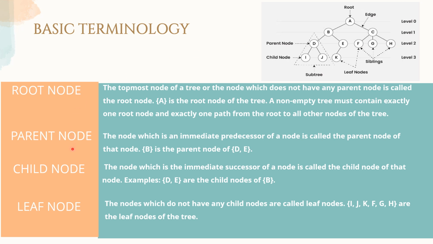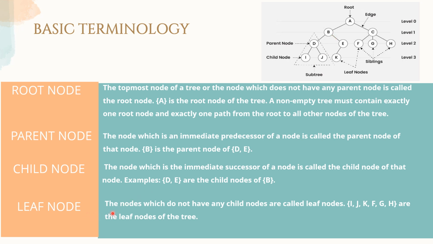The next one is the parent node. The node which is an immediate predecessor of a node is called the parent node of that node. B is the parent node of D and E because it is an immediate predecessor. Then child node. The node which is the immediate successor of a node is called the child node of that node. Example, D and E are the child nodes of the node B.